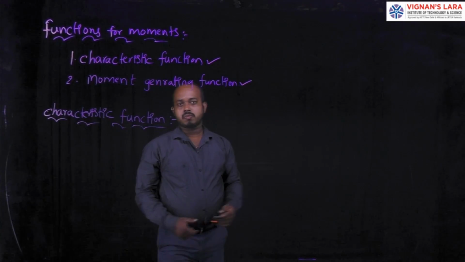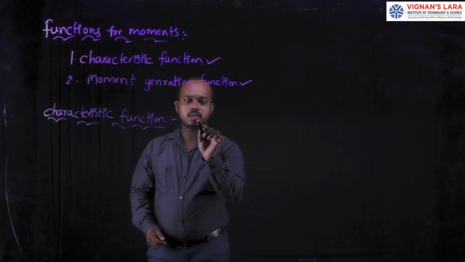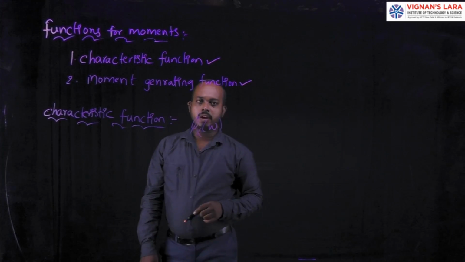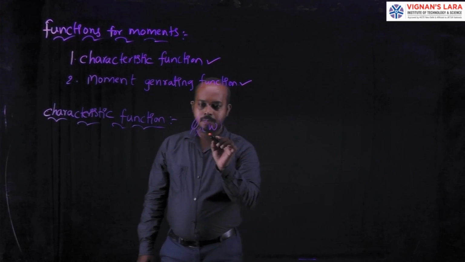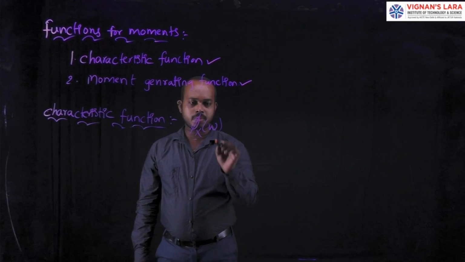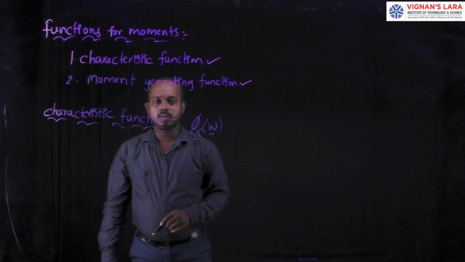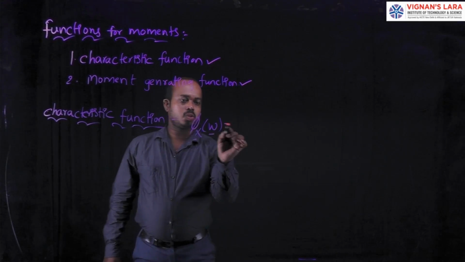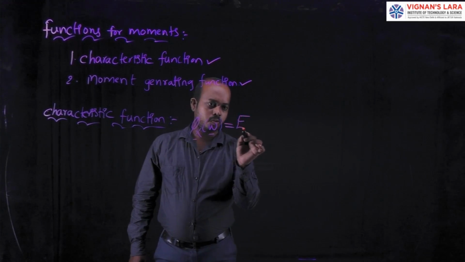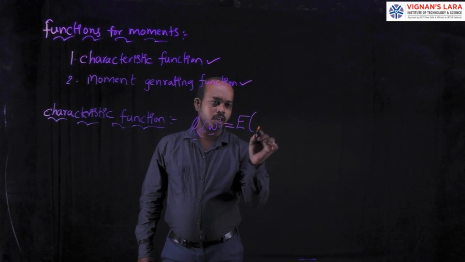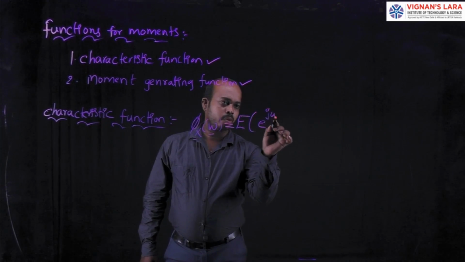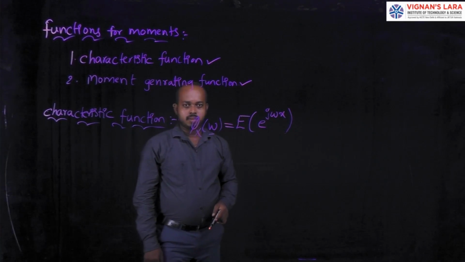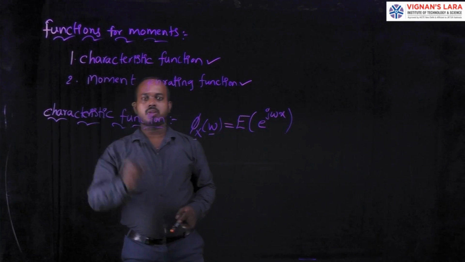Here the characteristic function we are representing with pi of x of omega. Here x is representing the random variable and omega is representing the characteristic function variable. We write it as the expectation value of e power j omega x. This is the definition of the characteristic function.